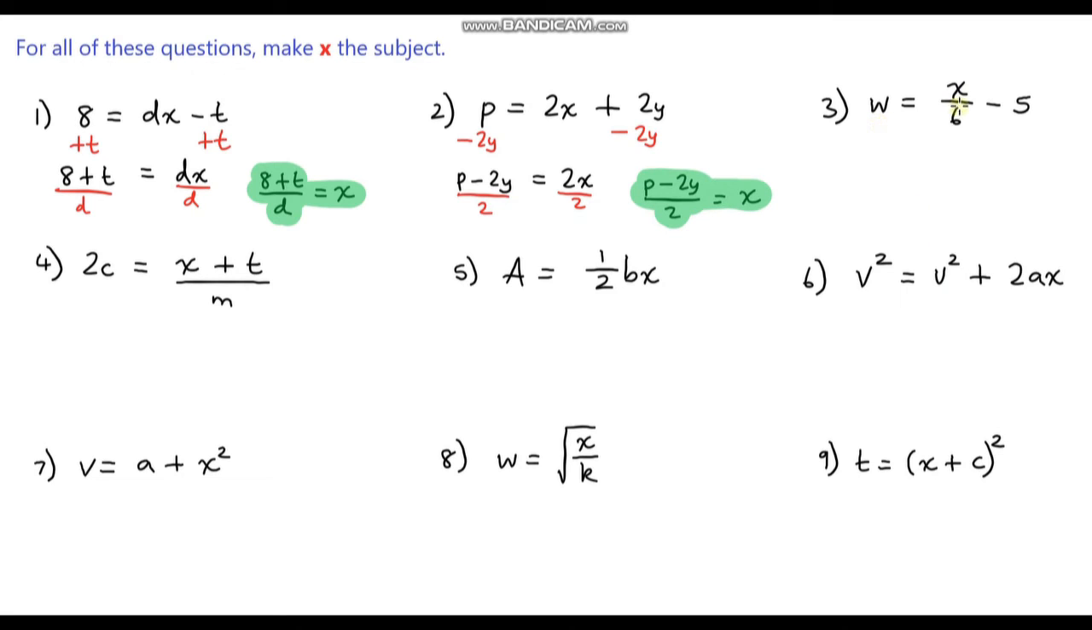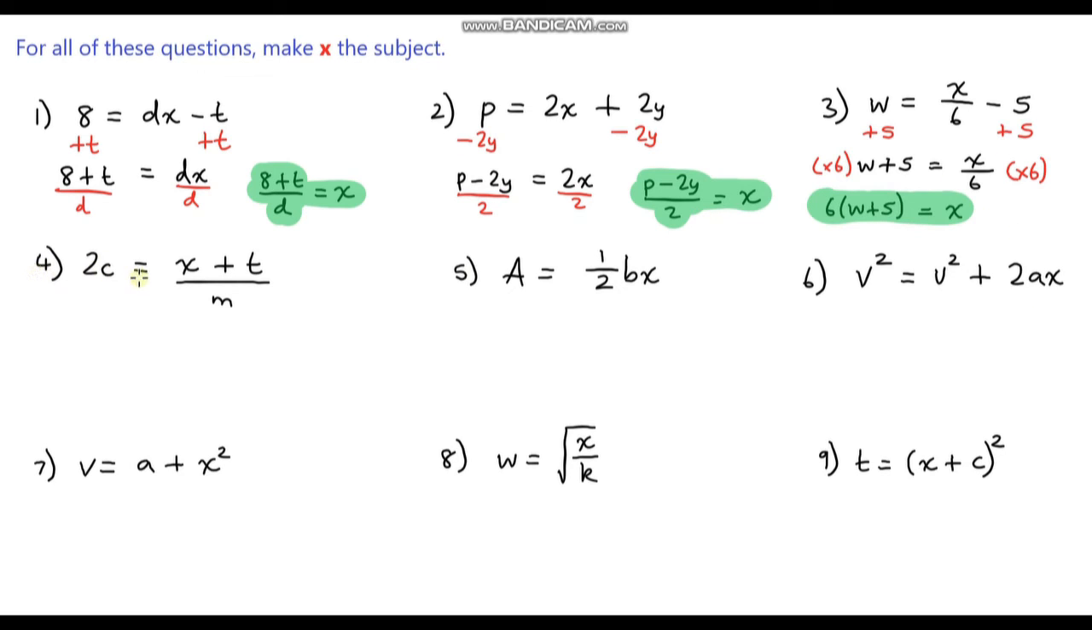Question 3, w equals x over 6 minus 5. So first of all we get rid of this minus 5 by adding 5 to both sides. So on the left hand side we've got w plus 5. And on the right hand side, I'm just left with x over 6. And then finally, what do we want to do? We want to get rid of this divide by 6. So if we multiply both sides by 6, so multiply the right by 6 and multiply the left by 6, what are we left with? Well, we've got 6, and then that's being multiplied by w plus 5. And on the right hand side, well, all I'm going to be left with is x. So this is my answer.